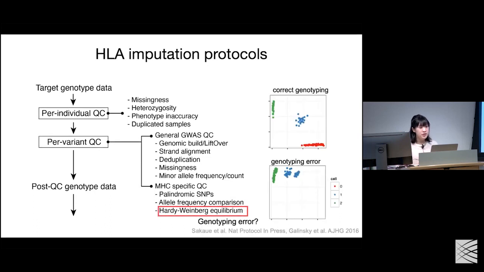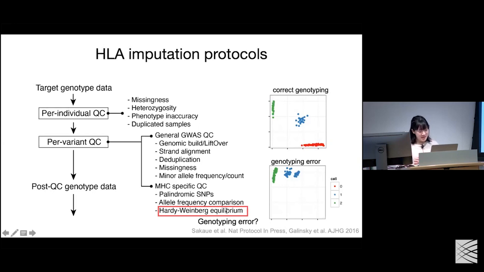Similarly, in the standard GWAS QC, we use the deviation from the Hardy-Weinberg equilibrium as a metric for genotyping error, as shown in this bottom plot. So in this figure, the top one is showing the genotype clustering with correct genotyping, where we can correctly assign the genotype 0, 1, 2 by using this plot. But when the genotyping was difficult, there is difficulty in distinguishing these clusters separately. So this causes wrong assignment of the genotype. And this can be detected by analyzing the Hardy-Weinberg equilibrium.